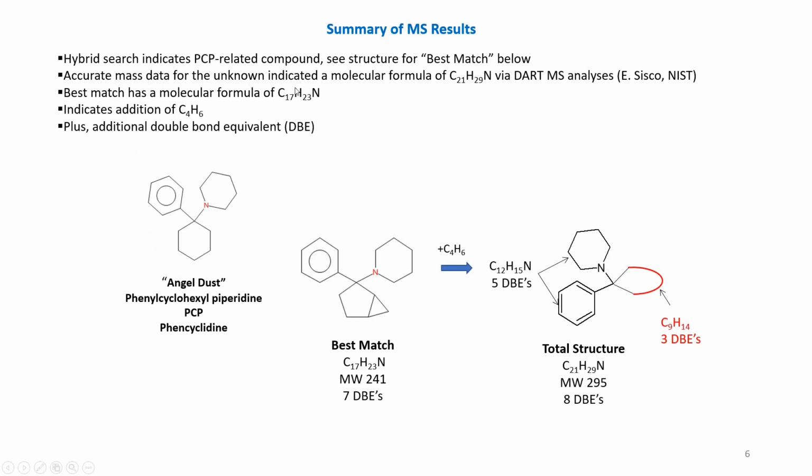The accurate mass data for the unknown indicate a molecular formula of C21H29N from DART mass spec analyses. And the best match, as I said before, has a molecular formula of C17H23N. This indicates the addition of a C4H6 part to the molecule compared to the best match, plus an additional double bond equivalent. So you can see below the best match has added C4H6 to give something with 8 double bond equivalents. We just have to figure out what has been added over here where I've shown this generic circle, what makes the spectrum difference between the best match and the unknown.